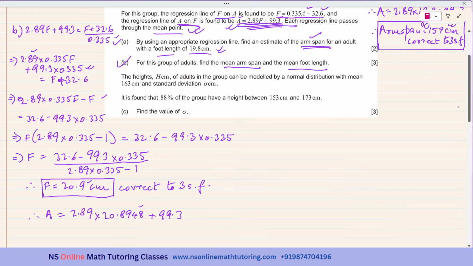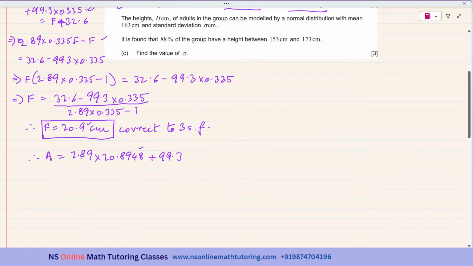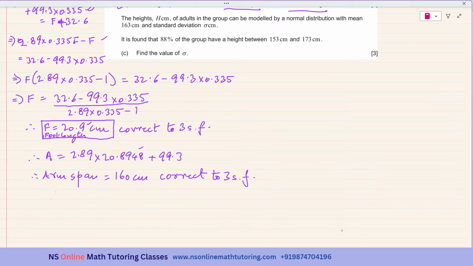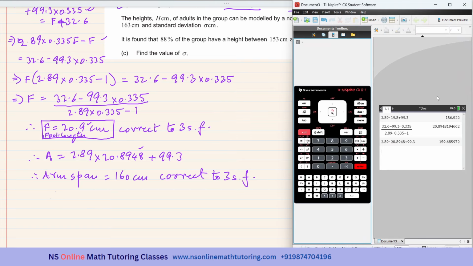So this is the foot length. And arm span equal to 160 centimeters, correct to three significant figures. Okay. 160. Okay.